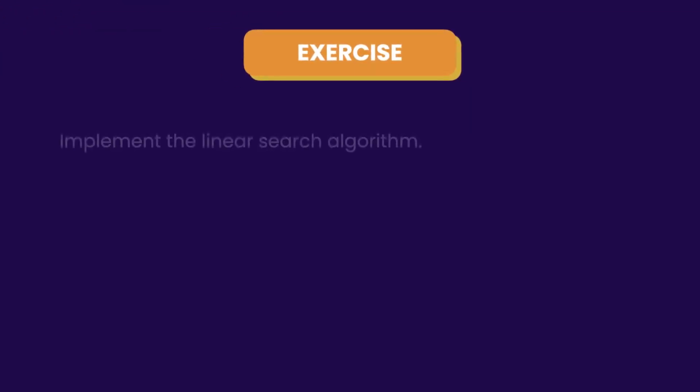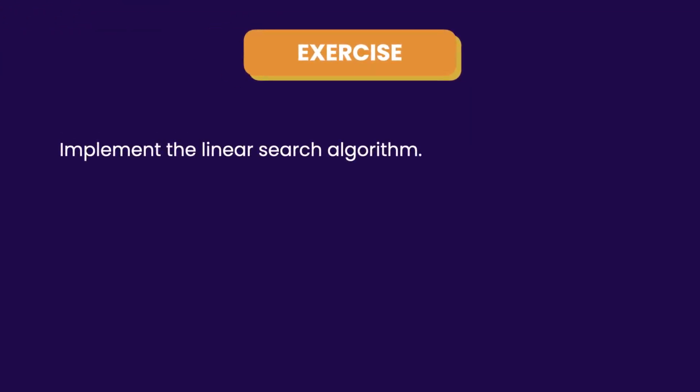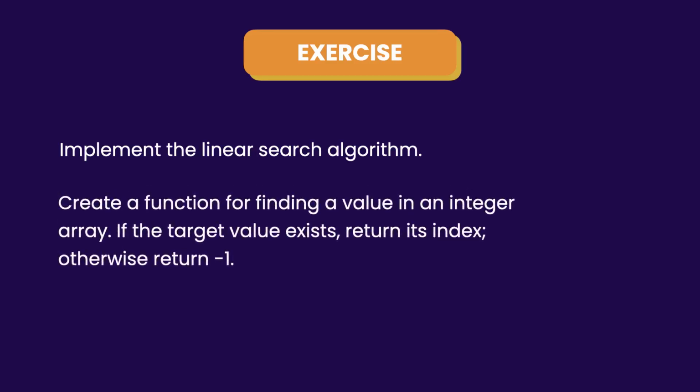Now, as your exercise, I want you to implement this algorithm in C++. So create a function for finding a value in an integer array. If the target value exists, return its index, otherwise return -1. So spend a few minutes on this and then come back and see my solution.